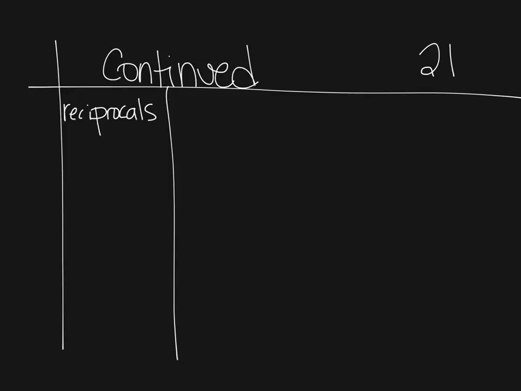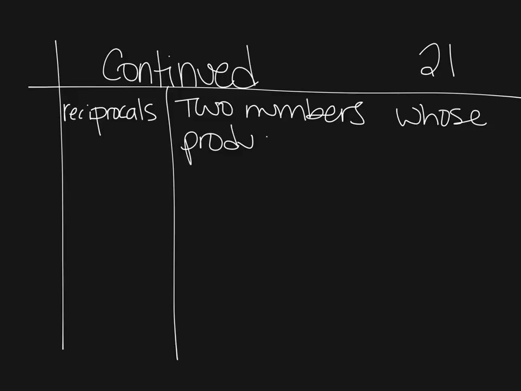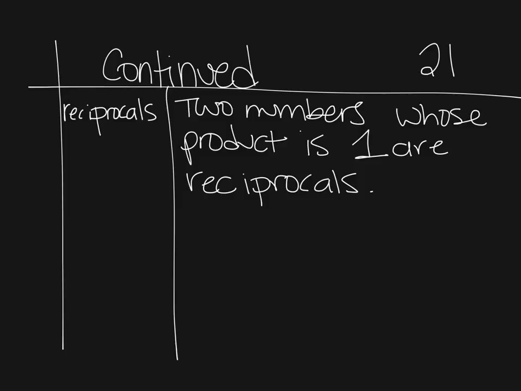So reciprocals, the definition of reciprocal is two numbers whose product is 1 are reciprocals. So it's when two numbers are multiplied together and they equal 1. Typically, you'll always get a fraction. So you'll have an example.